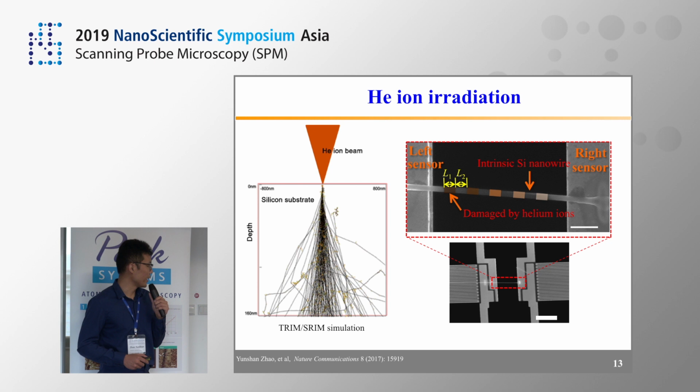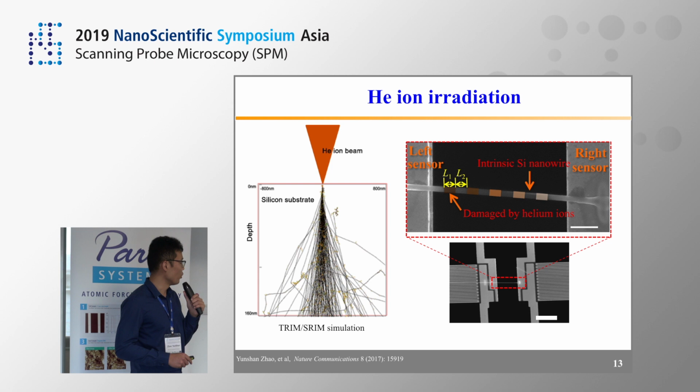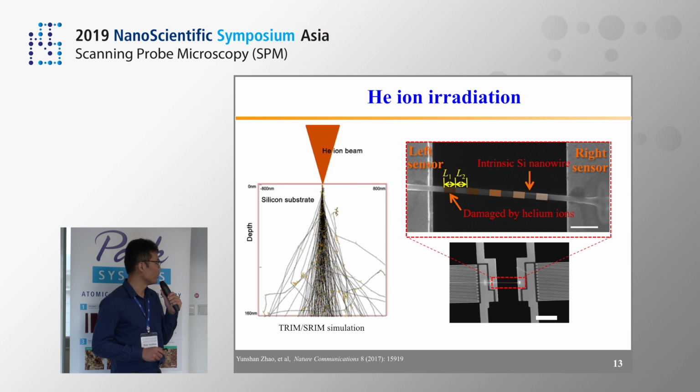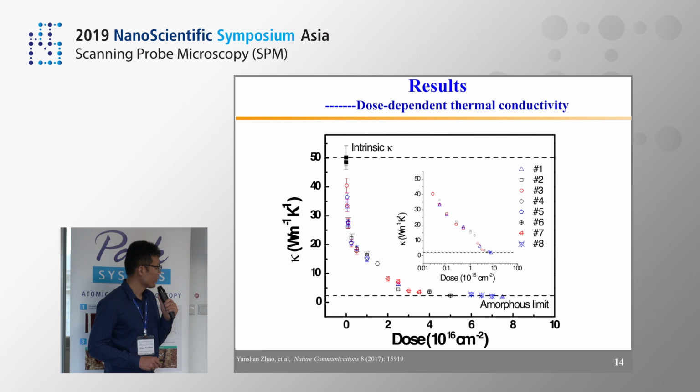In some real applications, we want to change the thermal conductivity instead of just putting in its low limit. That's why we employ a very normal ion irradiation, the helium ion irradiation, to change the thermal conductivity of the single silicon nanowires. Finally, we put the thermal conductivity with the irradiation dose in this graph.